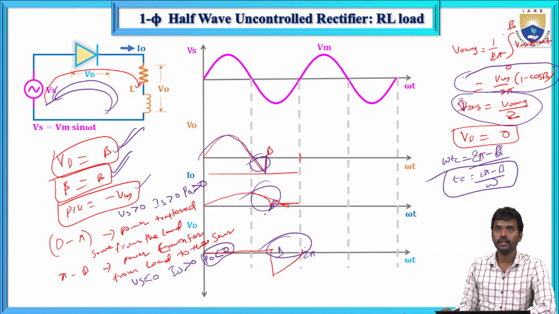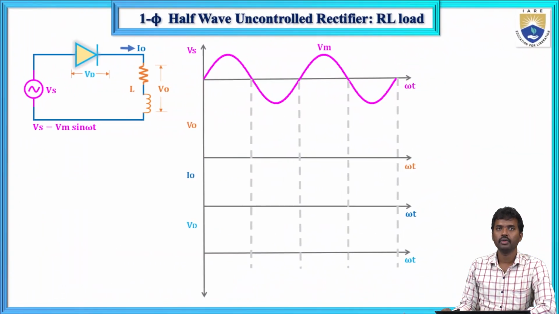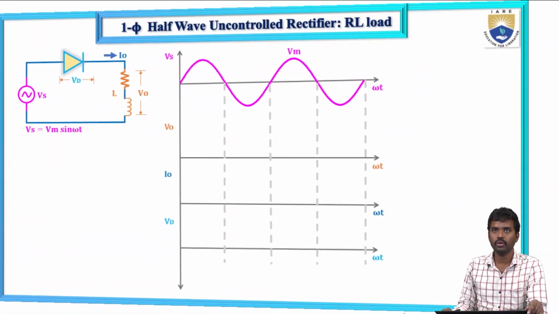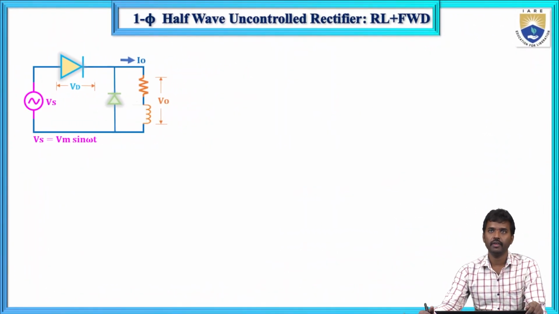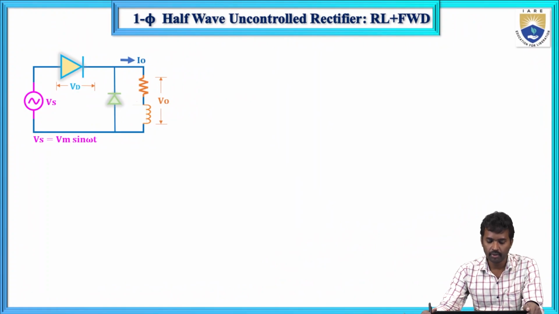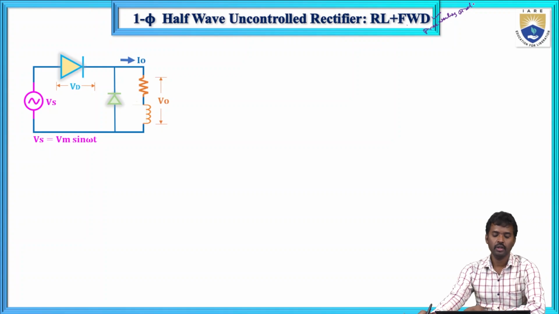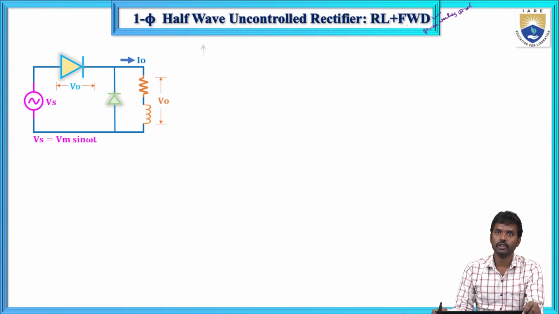Now here next case, this is the case. Next, single phase half wave uncontrolled rectifier with freewheeling diode. In the freewheeling diode case, FWD means freewheeling diode. So now here what will happen? First see the diagram.